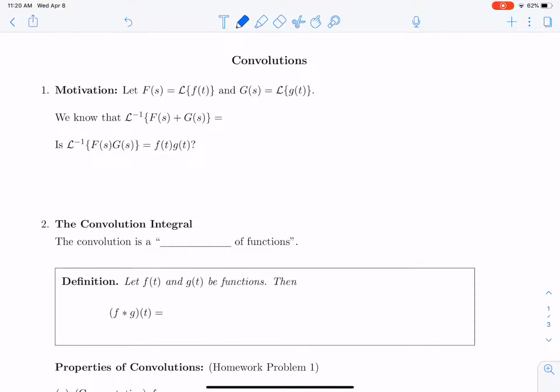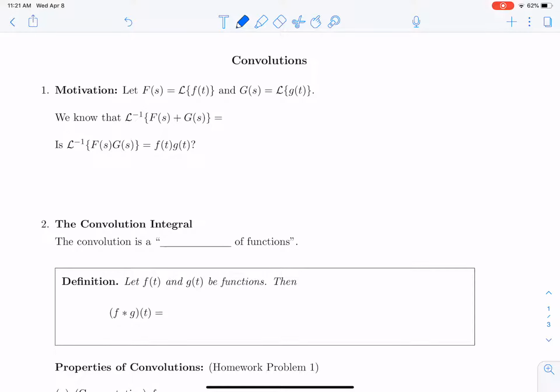Our final lesson about Laplace transforms involves convolutions. Hopefully by the end of this lesson, you won't find it too convoluted. So let's look at the Laplace transform of little f and little g, which are capital F and capital G.